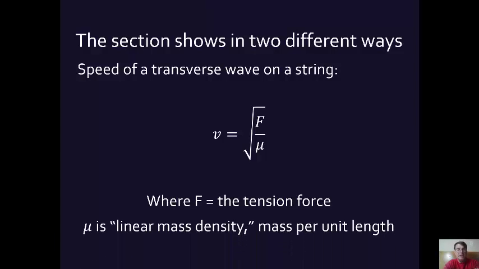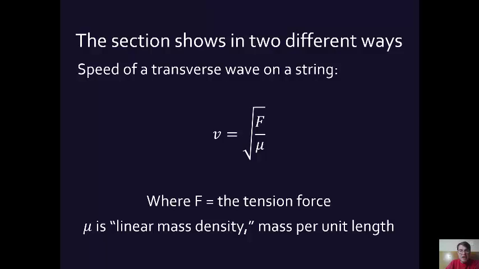And mu is the linear mass density, or the mass per unit length. So if you're dealing with string, the mass of string per unit length of string. And there you have it. This section does this for several pages, but most of it is just proving this formula. And that's basically what you need to know. Velocity equals the square root of that restoring force, or the tension force, say, divided by mu, which is the linear mass density.